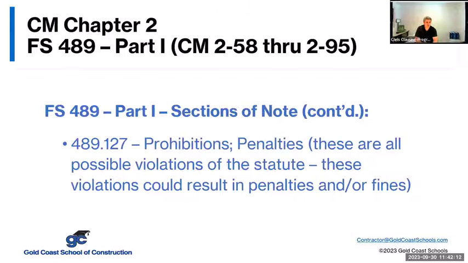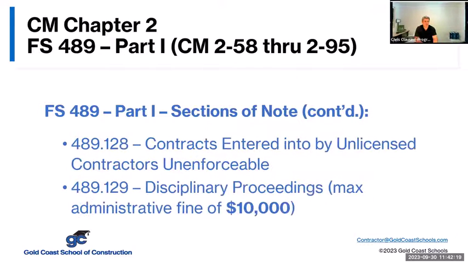127, that's the prohibitions, penalties. This is important just to kind of know where it's located. 128, contracts entered into by unlicensed contractors are unenforceable. That's very important. Even if you have a license, but you're working outside the scope of that license, that contract will be unenforceable. Basically, that means you are not entitled to collect money on that contract. That contract will not be enforced. 129, disciplinary proceedings, the maximum administrative fine of $10,000.